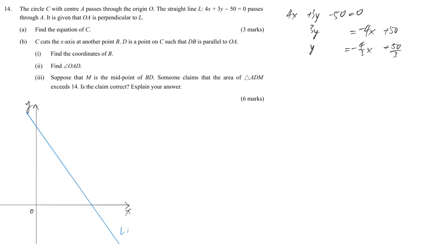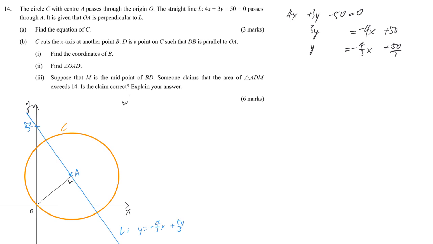A line L, y equals negative 4 over 3 times x plus 50 over 3. And then there is a point A here on the line, and a circle with center A that at the same time passes through the origin. And one more piece of information is that OA is perpendicular to L. So we are going to write down the constraints. First constraint is about the center, of course we're interested in the center. The center is lying on this line.